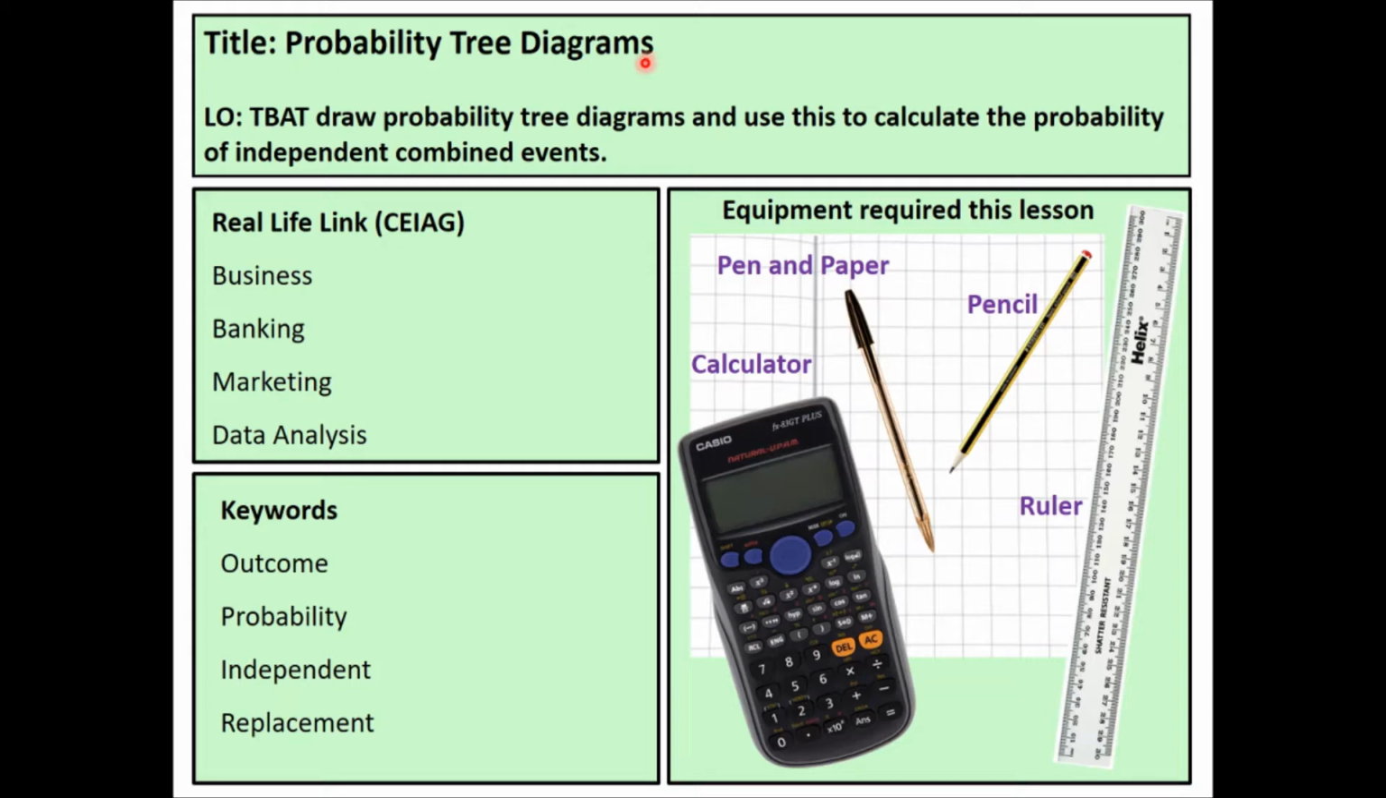This lesson is on probability tree diagrams, and we'll be looking at drawing tree diagrams and then being able to use those tree diagrams to calculate probability, independent probability for those events. This slide also shows you your equipment list and some of the keywords that we'll be looking at, things like outcomes and independent. When we're looking at probability, independent means probability that is not dependent on what's happened in the past.